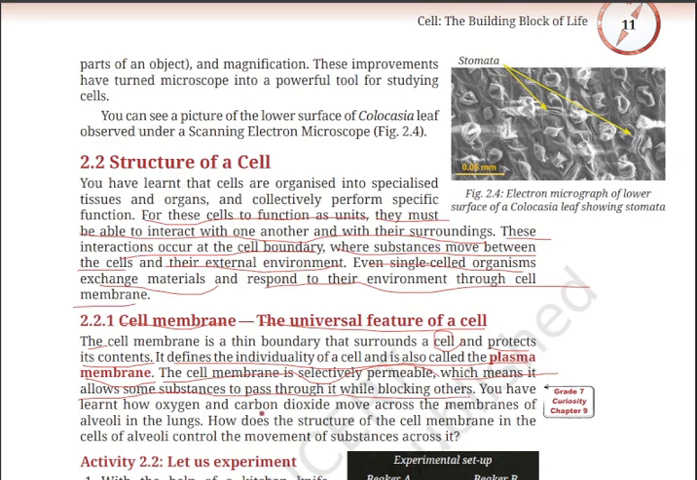You have learned about how oxygen and carbon dioxide move across the membranes of the alveoli in the lungs. How does the structure of a cell membrane in the cells of alveoli control the movement of substances across it?